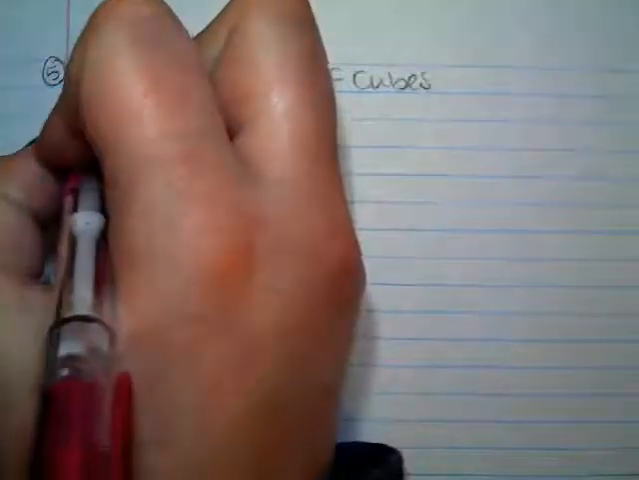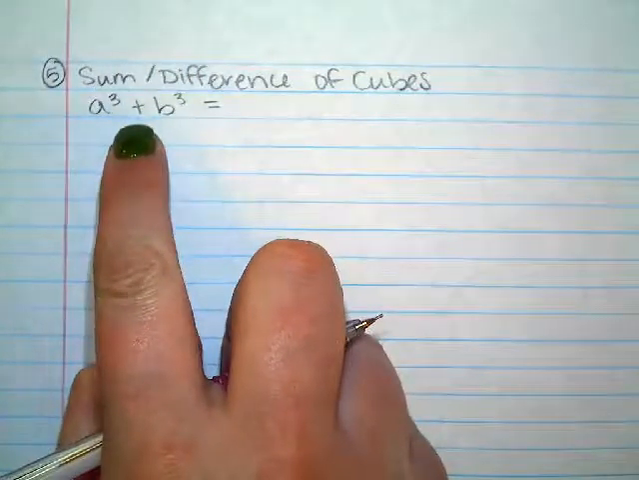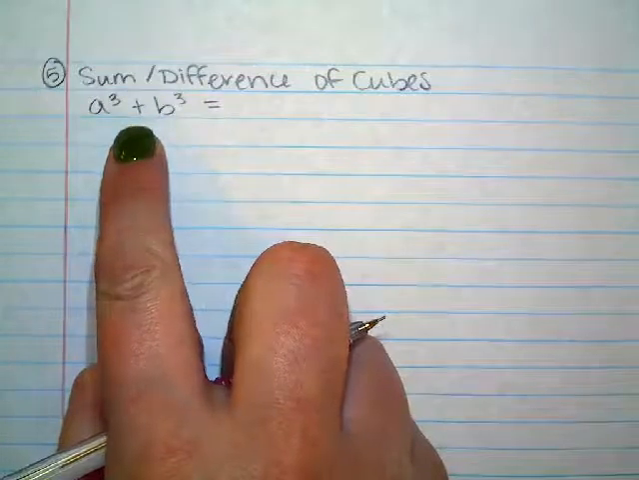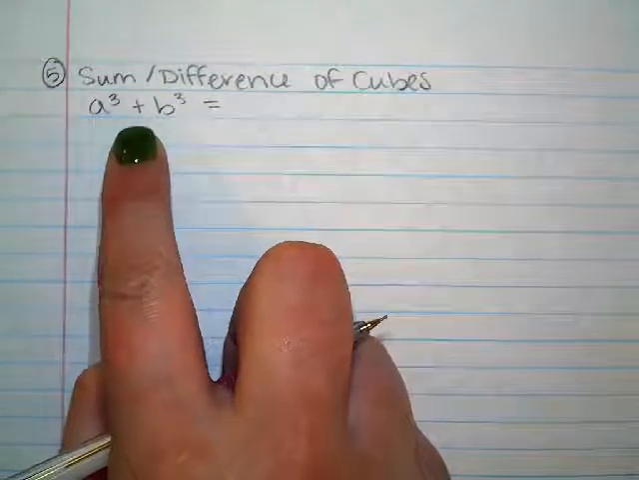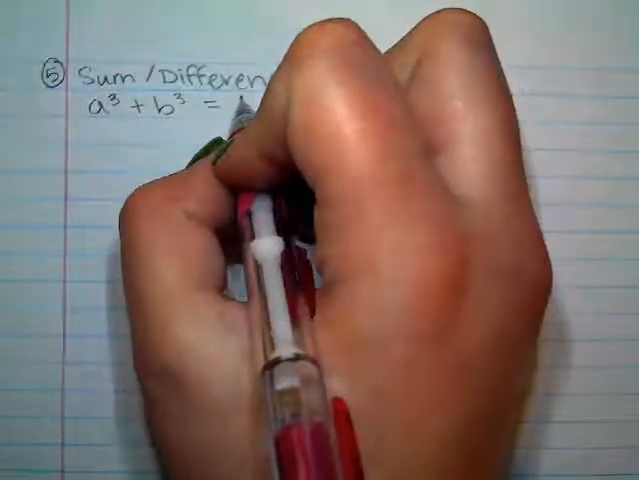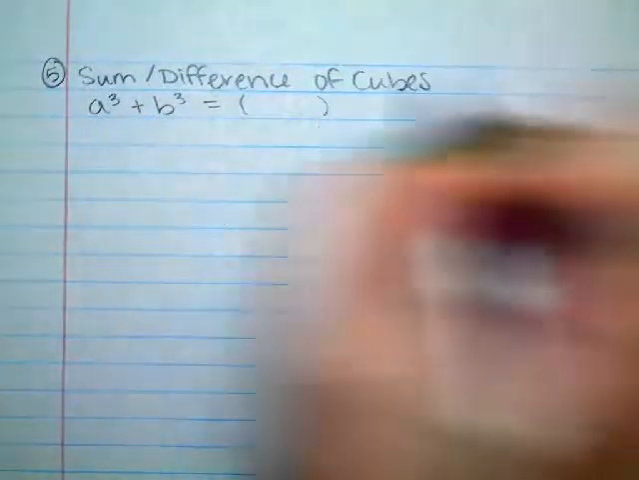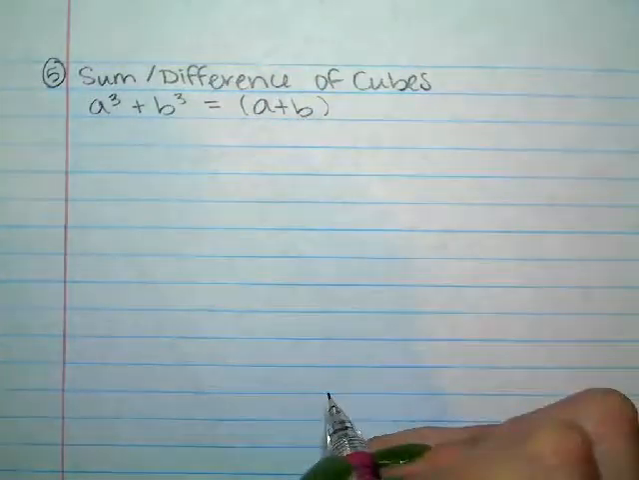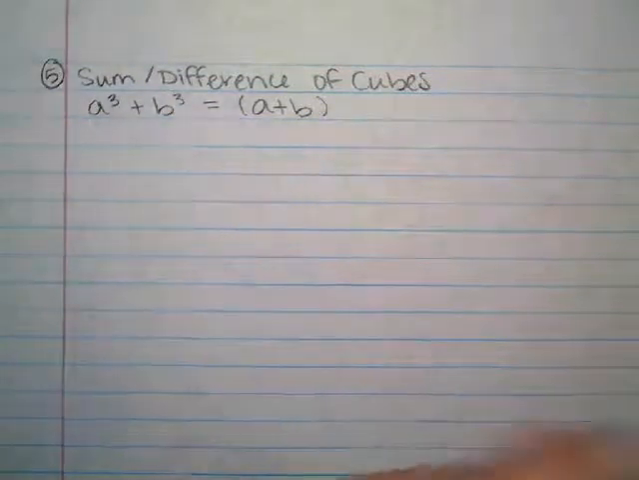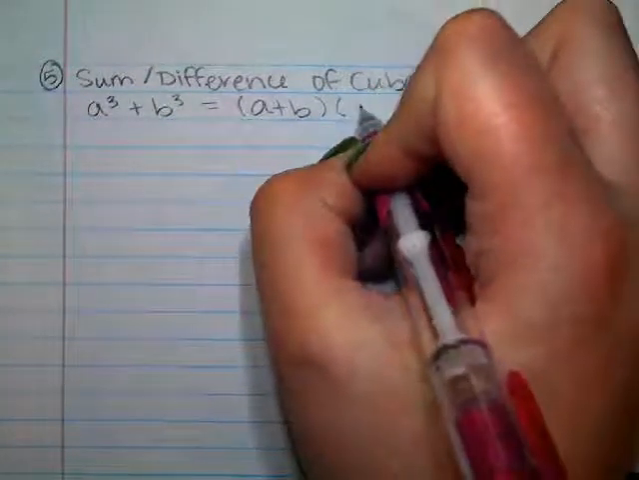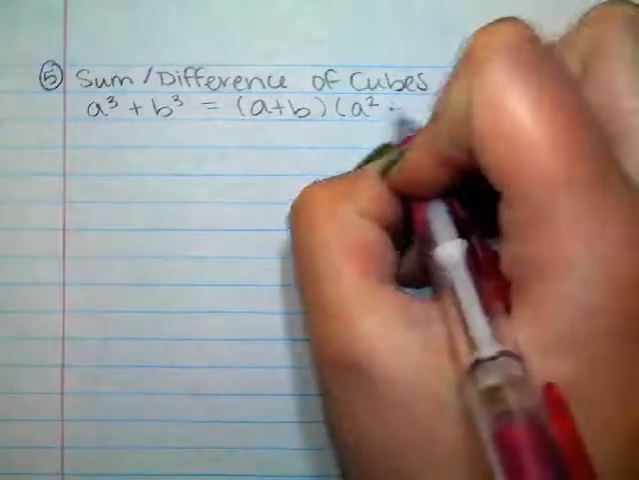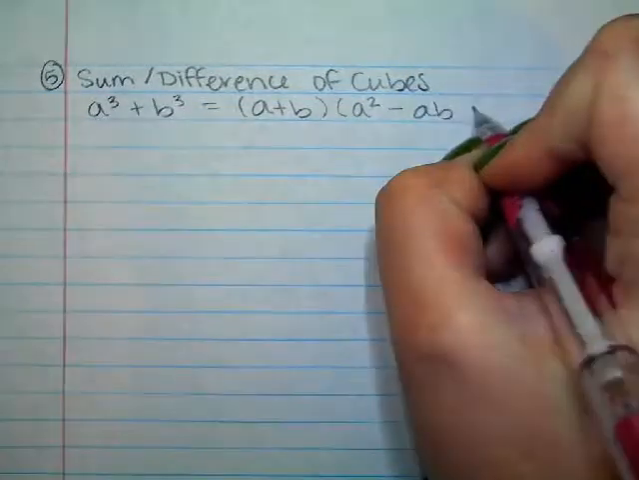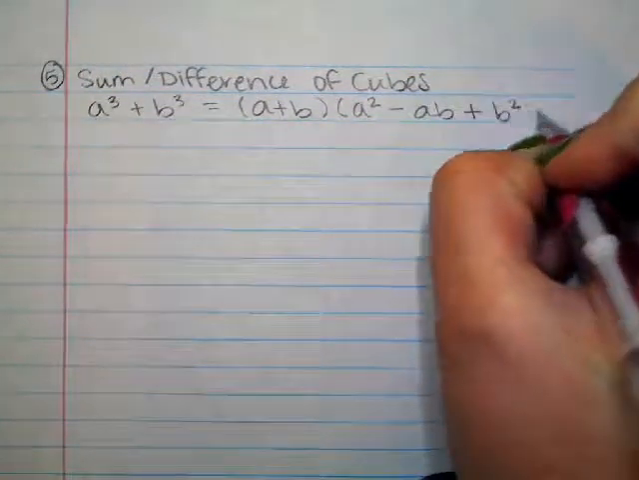So the formula is, there's 2 of them. A cubed plus B cubed equals. So this is what you're going to see in the problem. And then when you factor it, this is what the factored form is going to look like. It's going to have 2 sets of parentheses. The first set of parentheses is going to be easy. It's just A plus B. The second set of parentheses is a little bit more complicated. It is A squared minus AB plus B squared.